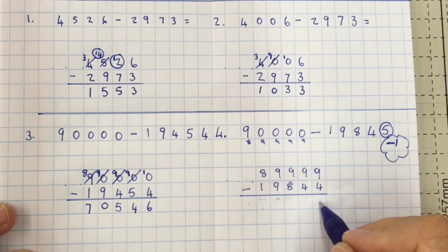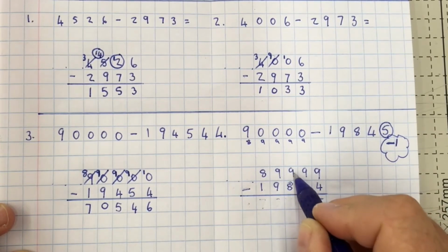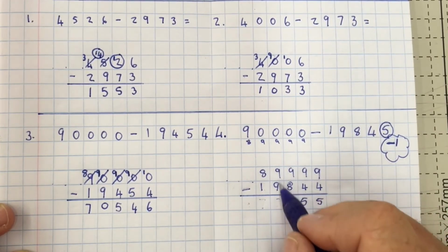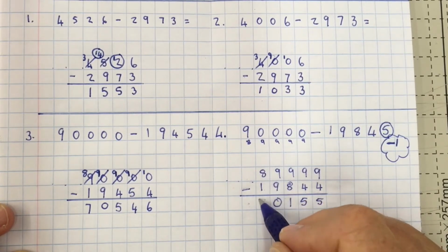So 9 minus 4 is 5. 9 minus 4 is 5. 9 minus 8 is 1. 9 minus 9 is 0. And 8 minus 1 is 7.